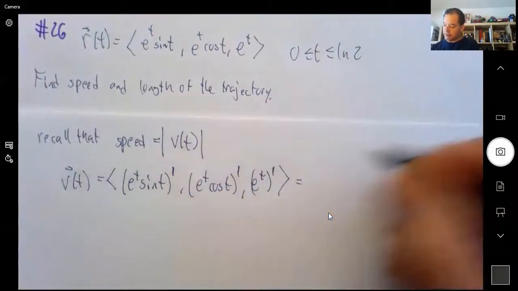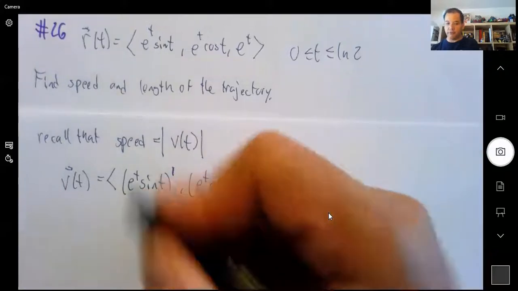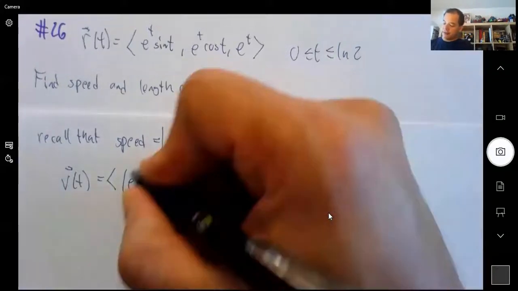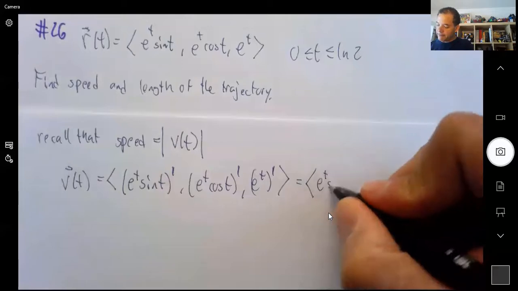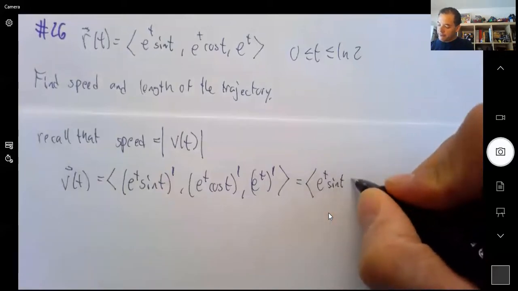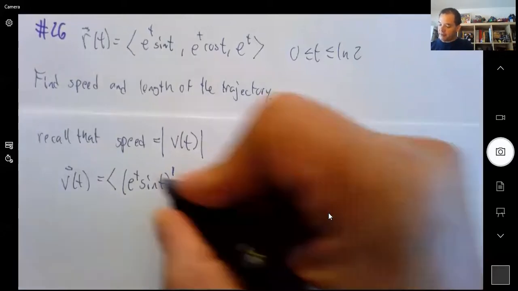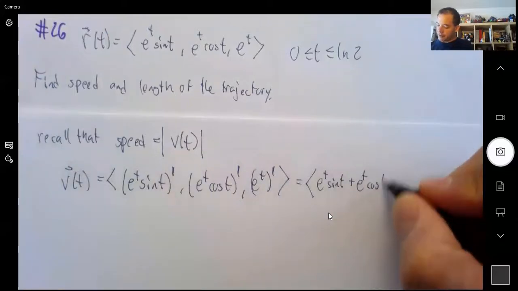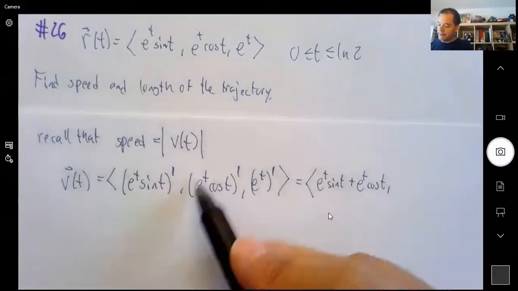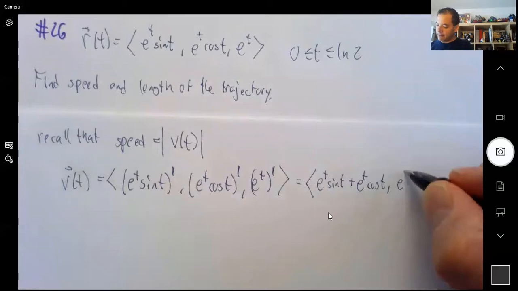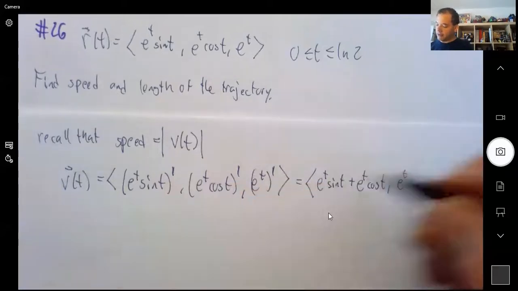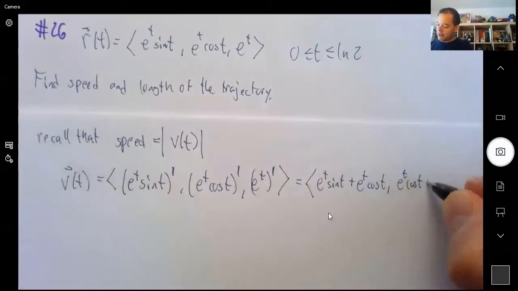And some of these are easier than others. Here we need to use the product rule. So it will be the derivative of e to the t times sine, plus e to the t times the derivative of sine, which is cosine, comma, the derivative of e to the t cosine t: e to the t times cosine plus e to the t times the derivative of cosine, which is negative sine. And last, the derivative of e to the t.